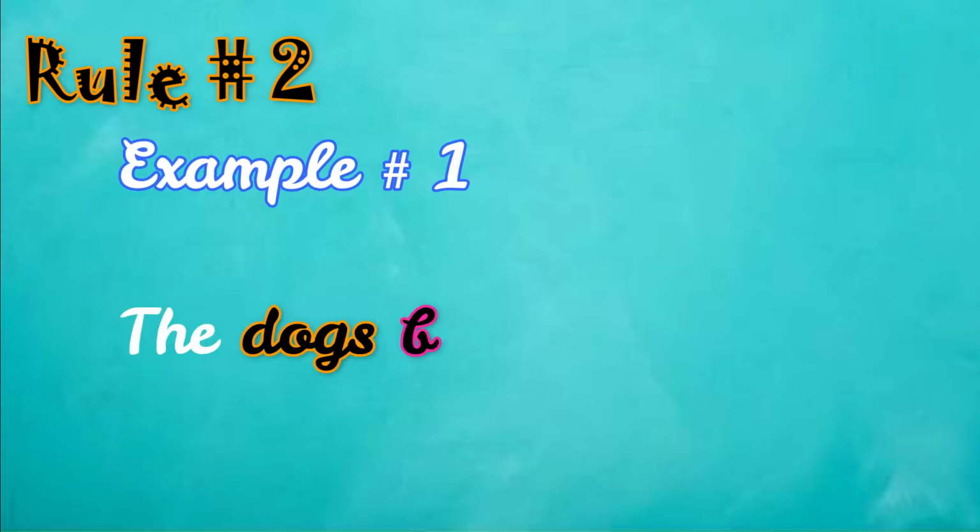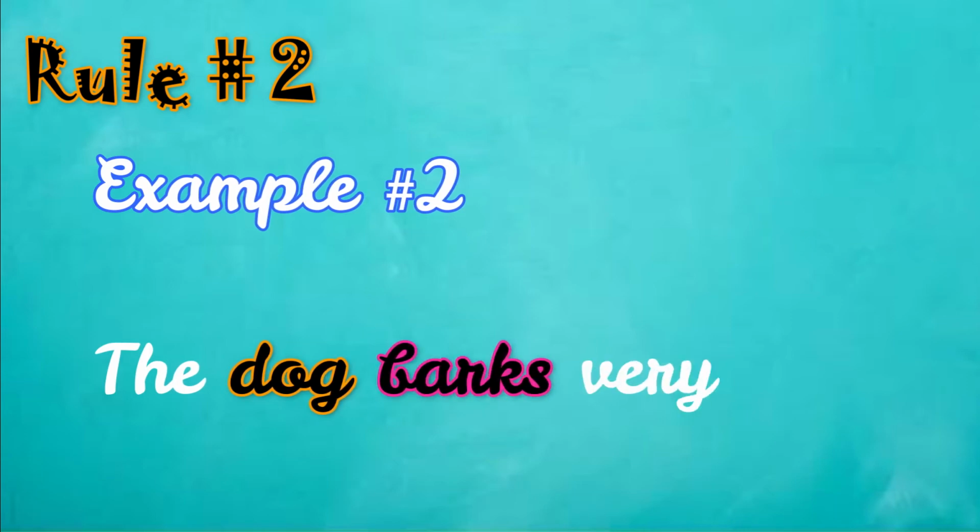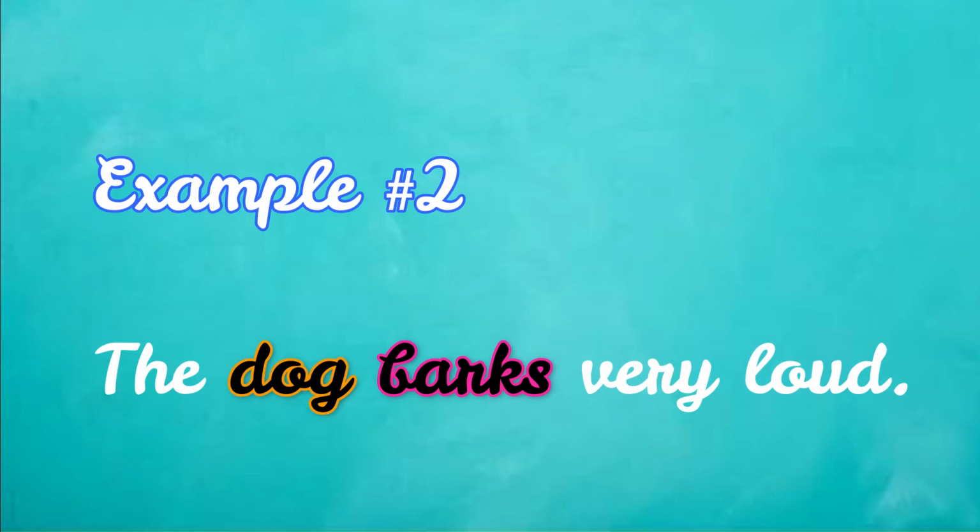Example number 1. The dogs bark very loud. Our subject is dogs and our verb is bark. As you can see, our subject is plural, so we have to use a plural verb, which is bark. Example number 2. The dog barks very loud. The subject here is dog and our verb is barks. Since dog is a singular subject, we have to use a singular verb, which is barks.